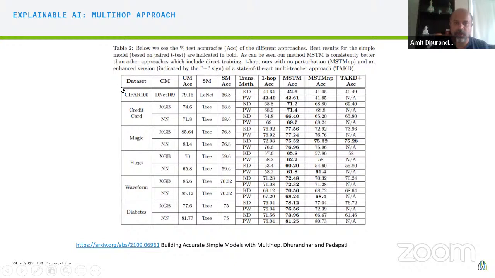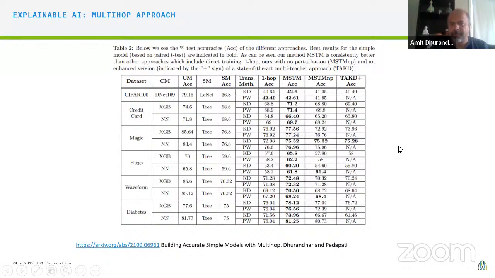And here is some more experimentation on real data sets like CIFAR-100 and some other UCI sets and so on. So for data sets with different complex models like neural networks and boosted trees, and then using simple models like just a single decision tree or some linear model, and then different transfer schemes, using one hop as opposed to this multi-hop. And this multi-hop more or less does the best in many of the cases, almost all the cases.